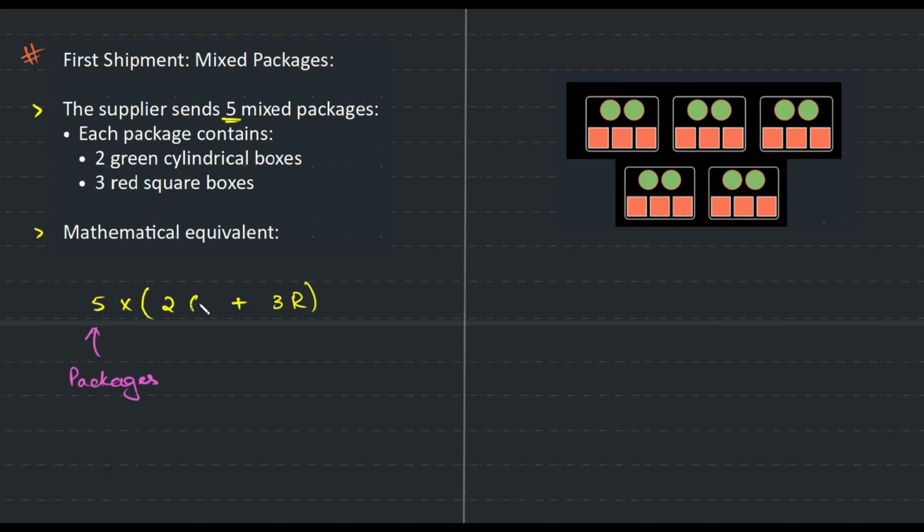Is that correct? So let me write it a bit less with variables or letters, and only with numbers. So this is your green, and this is the red boxes, but 5 packaging. Is this correct?